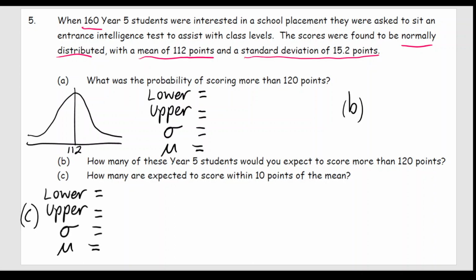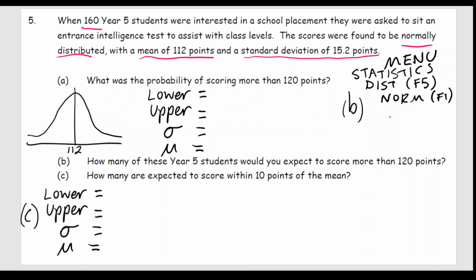So the first question, what's the probability of scoring more than 120 points? In this case, we're going to use our normal CD function, which is going to be found by going to the menu. Then we're going to go statistics. And then we're going to go into dist, which is F5. We're going to click norm, which is F1, and then Ncd, which is F2.